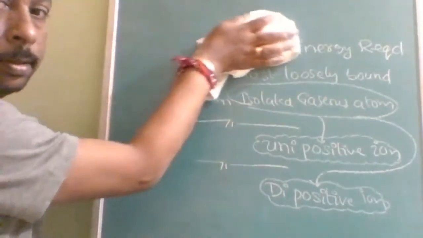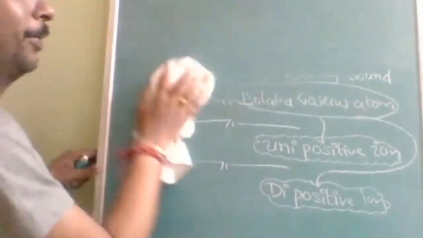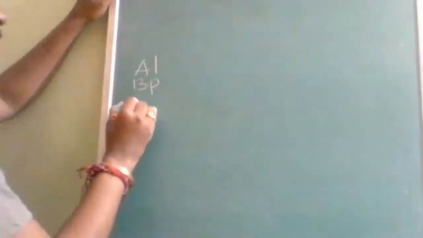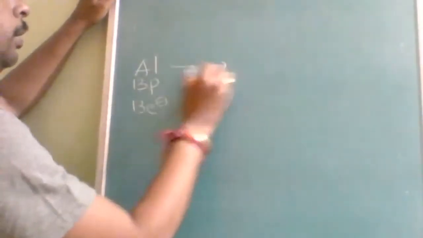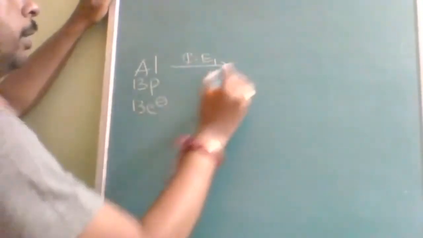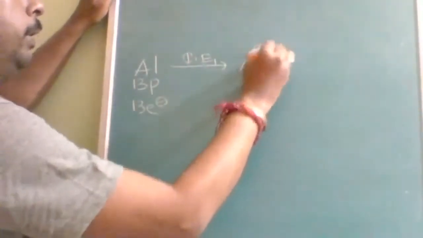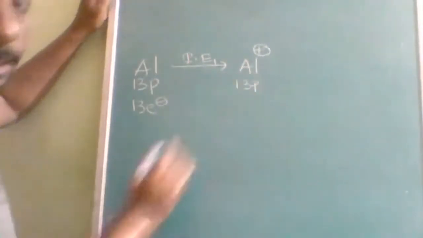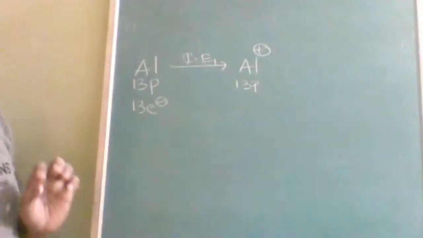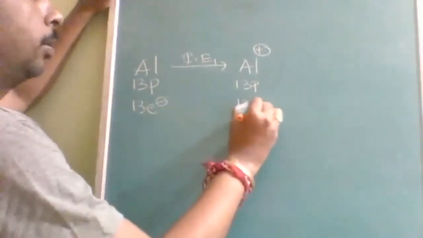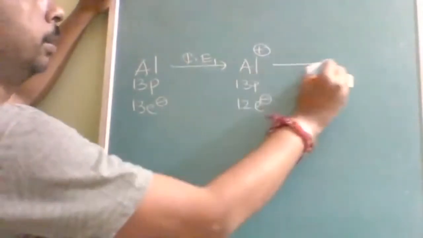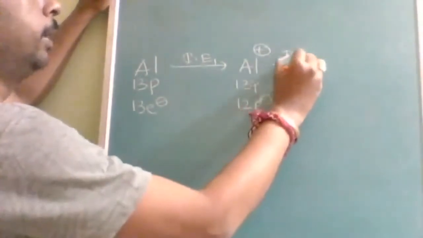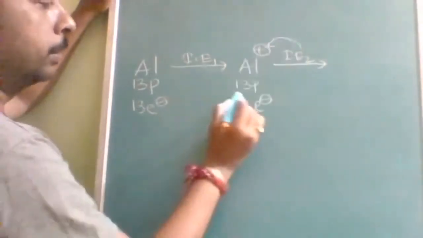Noted? Okay. So I will tell you why it is higher, why it is lower. Okay. So here let us take aluminium for convenience. Initially 13 protons, 13 electrons are there. Okay. So at that time we are giving it IE1. Then it is giving aluminium positive. Now 13 protons are as it is, but how many electrons now? 12 electrons.